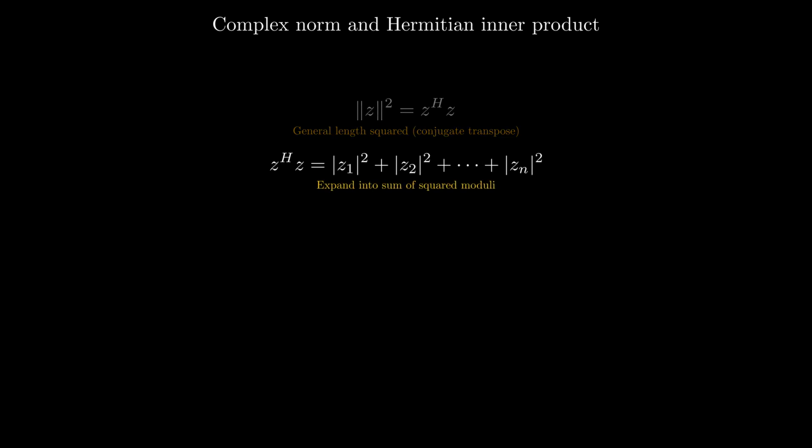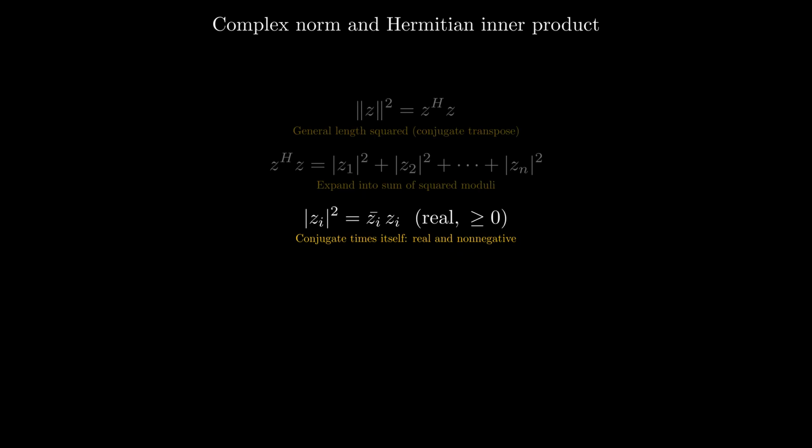Let's see the general length squared formula. The norm of z squared equals z Hermitian times z, which expands to the modulus of z1 squared plus the modulus of z2 squared, all the way out to the modulus of zn squared. Why does this work? Each term is a complex number times its own conjugate. For any complex number, conjugate times itself gives the modulus squared, which is always real and greater than or equal to 0. So the norm is guaranteed to be a sensible, non-negative real number.